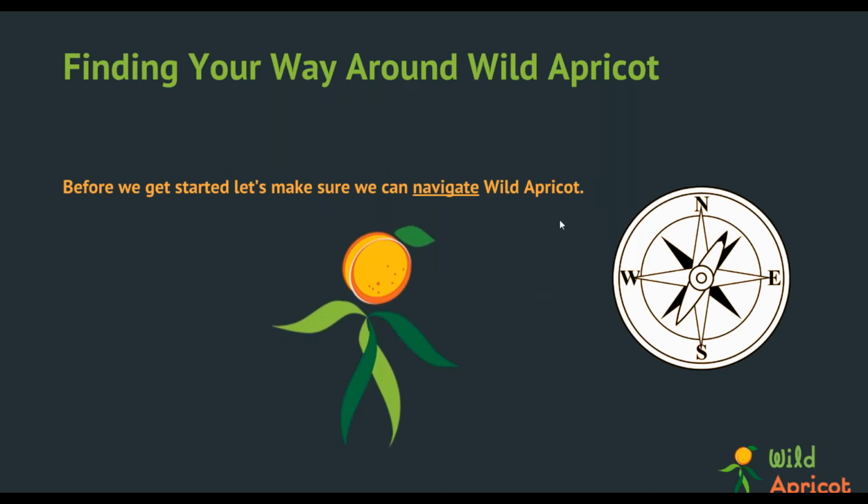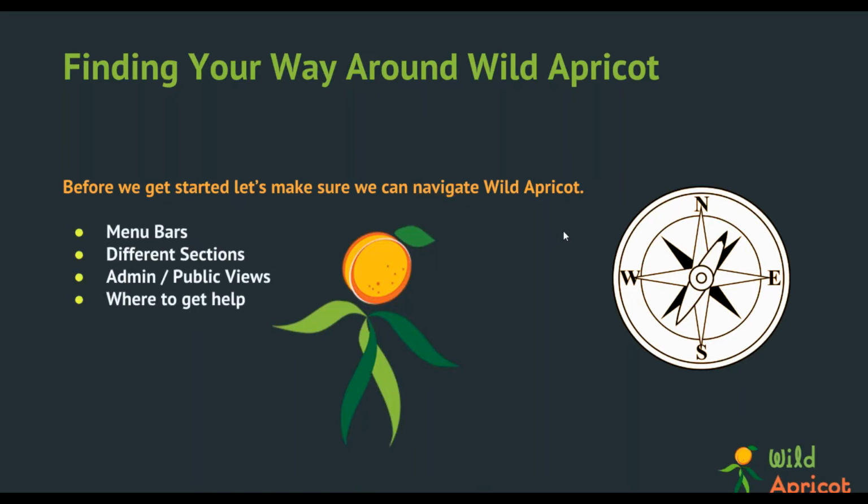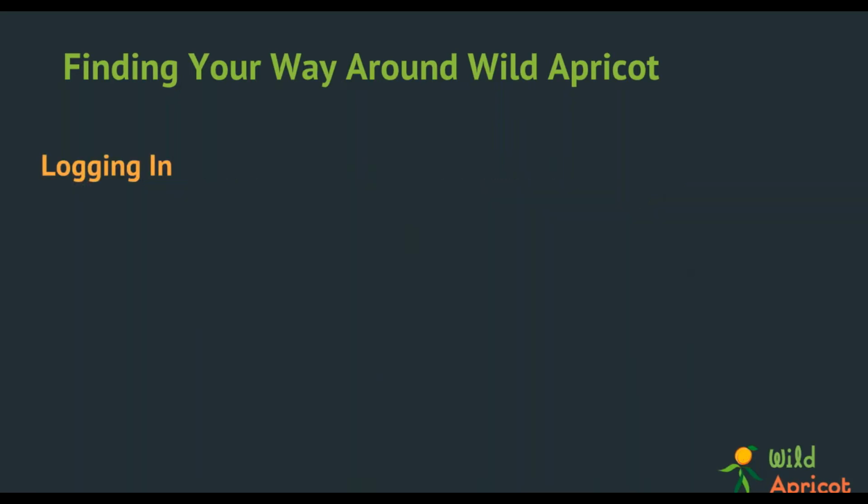But before we get started, just in case there's anybody at all who feels super lost, I want to go through a really quick navigation lesson for Wild Apricot: where everything is, how you switch between admin and public views and why you'd want to do that, and where you can go to get help if needed.